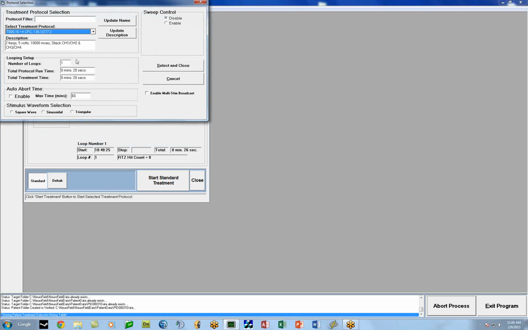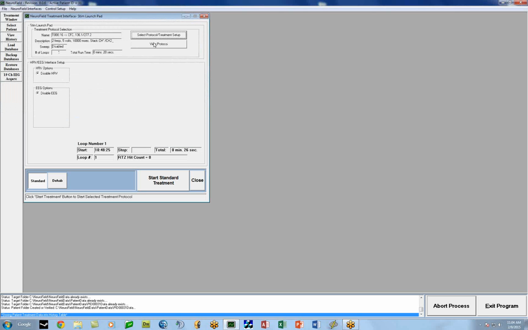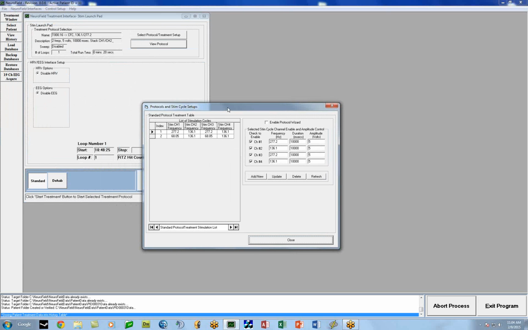136 and 277. For those meditators in the crowd, this is your protocol, or at least it's one of many. 136.1 is the mid-range Om. And if you think of sound healing in meditation circles, the Om is much more than I can possibly describe. But this is the mid-range Om at 136.1. The low-range Om is 68.05, and the high-range Om is 277.2.